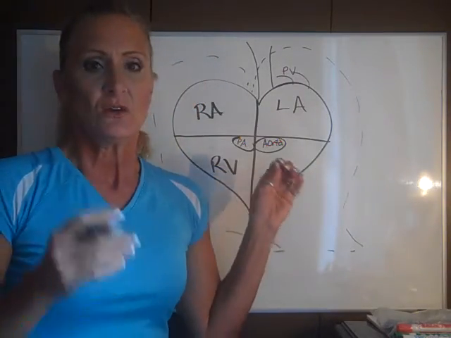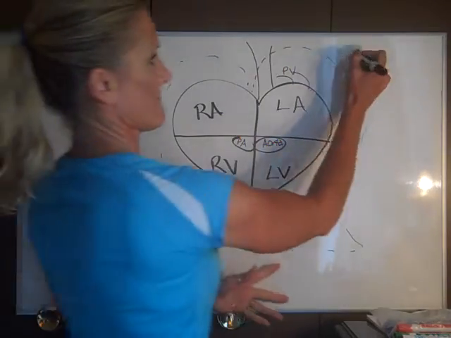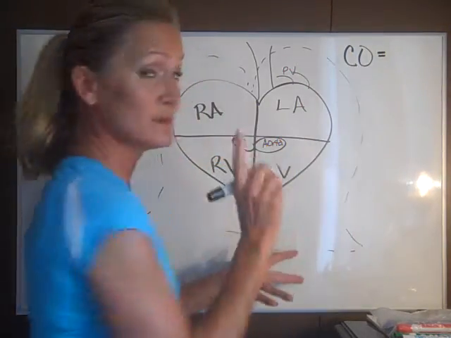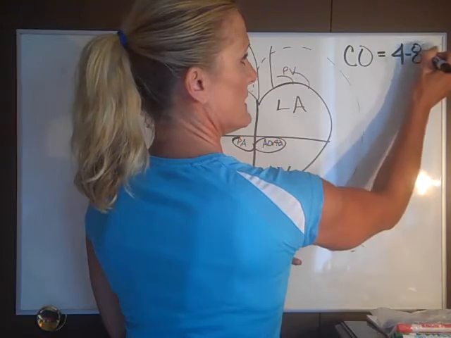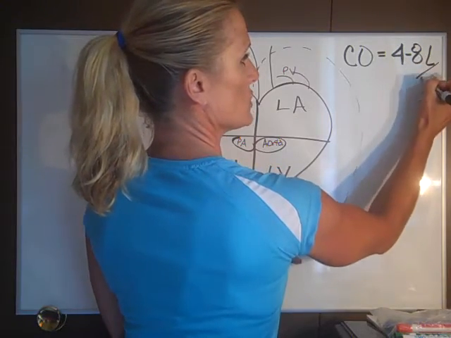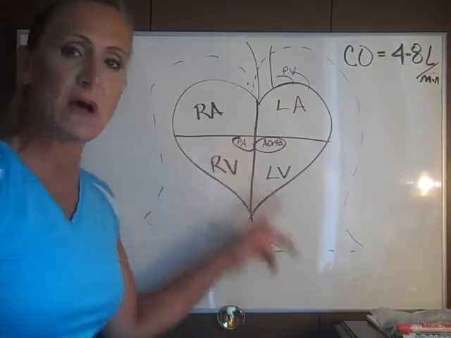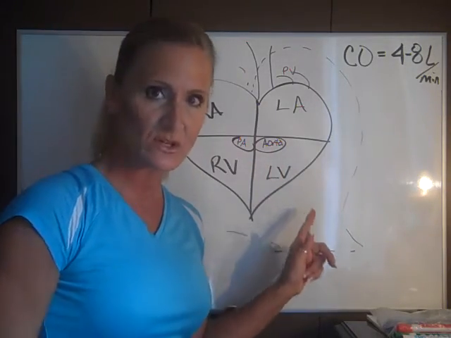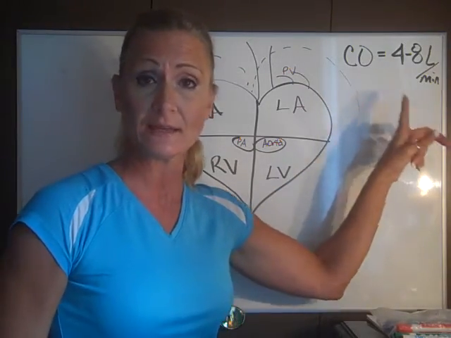Okay. Your cardiac output should be between 4 and 8 liters per minute. And that is the amount of blood that is ejected from the left ventricle every minute. And normal is between 4 and 8 liters.